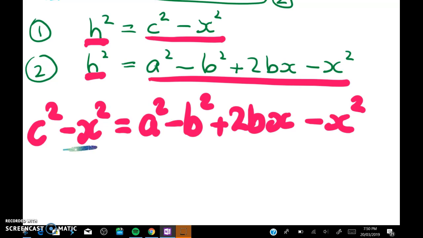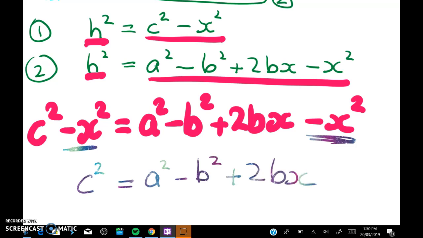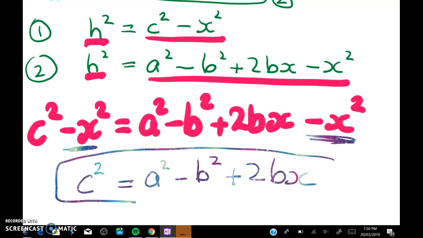We've got minus x squared here, and we've got minus x squared here. So we can just lift them off both sides, or actually add them to both sides. That leaves me with this. C squared is equal to a squared minus b squared plus 2bx. So you should be able to see that we're getting closer to something cool here. But we've still got an x in here.